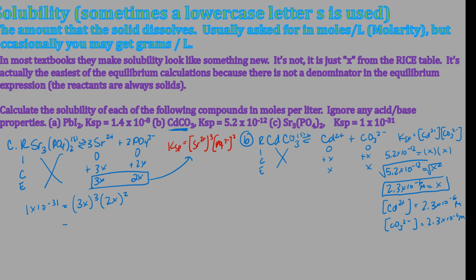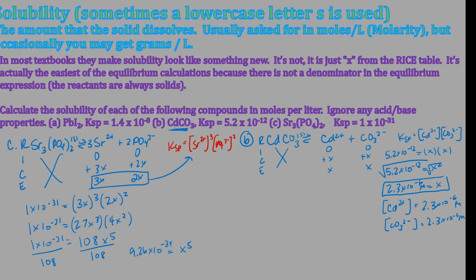So 3 cubed is 27x cubed, and 2x squared is going to be 4x squared, because you have to square the numbers inside the parentheses and cube the numbers inside the parentheses. So then I'm going to multiply the two numbers. So 27 times 4 is 108. And then x to the third times x squared is x to the fifth. And then divide by 108 on both sides. And I get that x to the fifth will be equal to 9.26 times 10 to the negative 34.